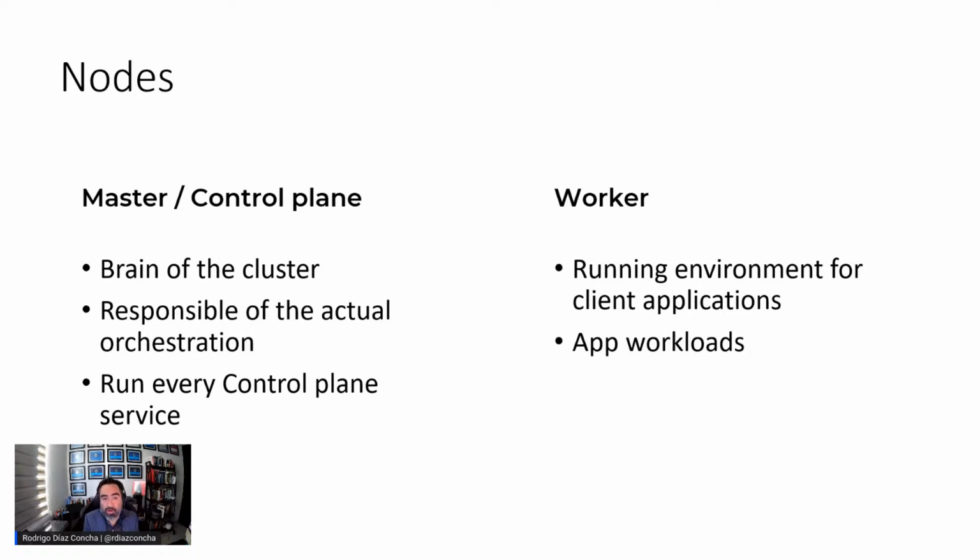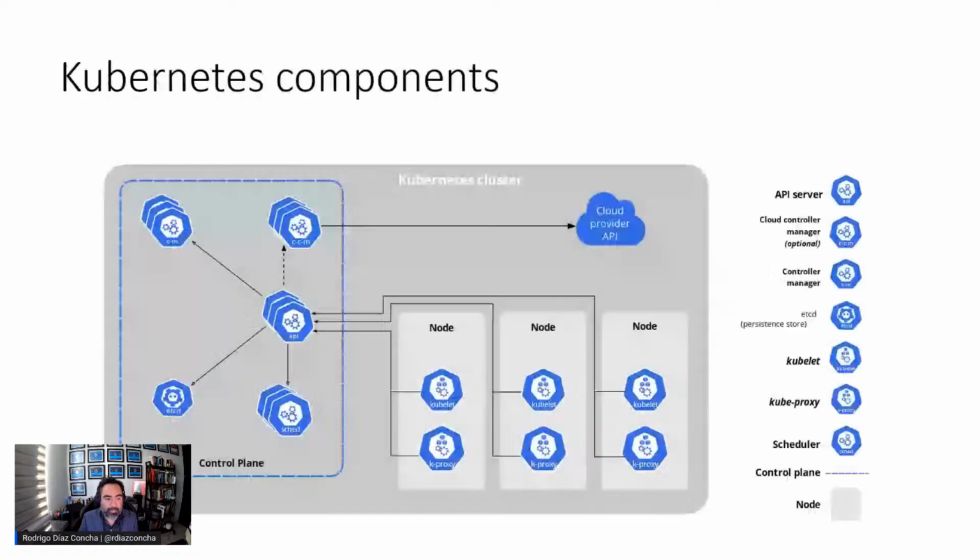That's important. That's one of the decisions that the control plane makes for you, okay? The control plane is the place where every control plane service and component is running, okay? All the services, all the magic is running in the control plane. And on the other hand, we have the worker nodes, and those are where the applications will run, the applications that you're going to deploy, right?